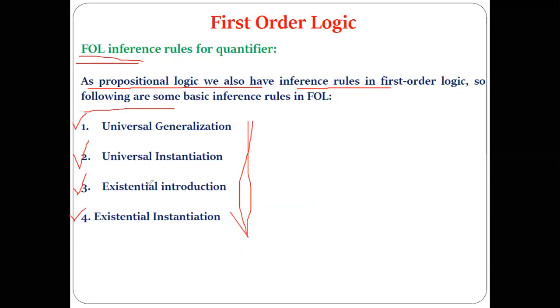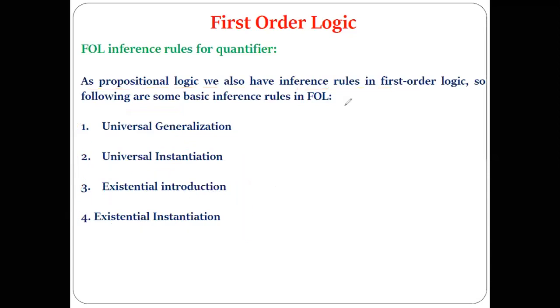Our next part is nothing but the unification algorithms and the resolution. These are the most important parts remaining in this unit. Now we have the inference rules: first, universal generalization; then universal instantiation, which is also called universal elimination. Third, we have existential introduction, which is also called existential generalization. And last one, we have existential instantiation, which is also called existential elimination.